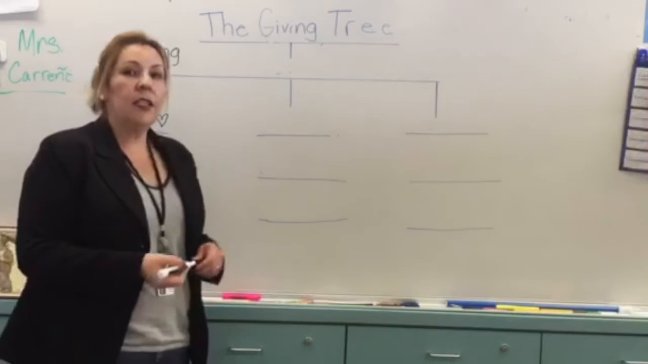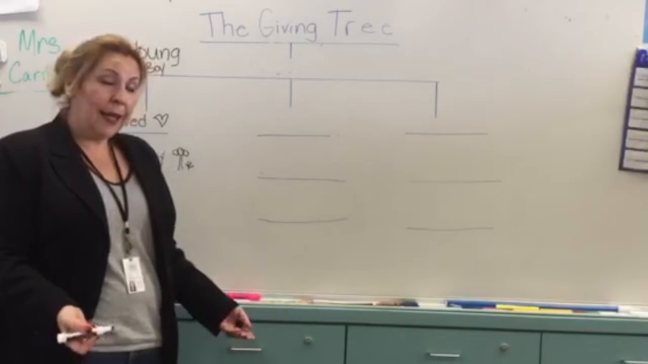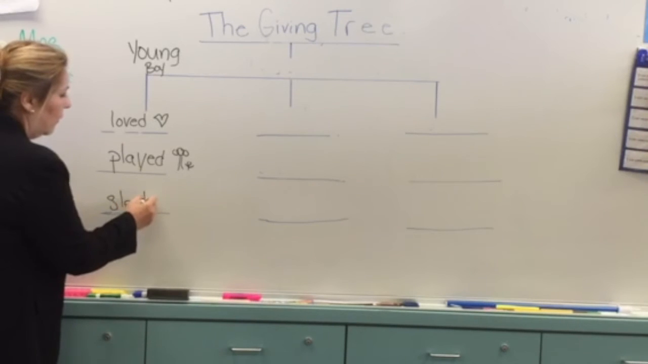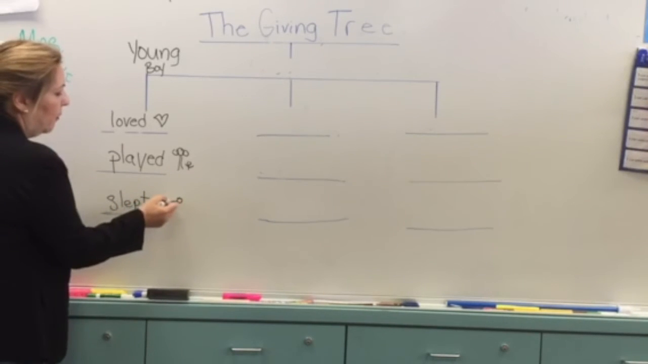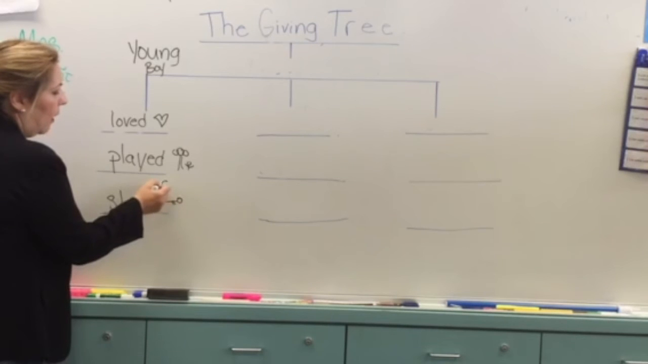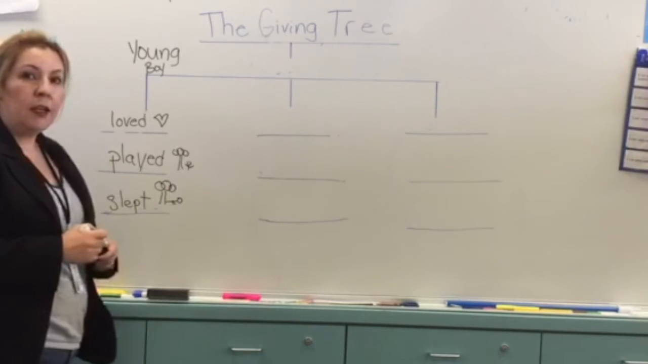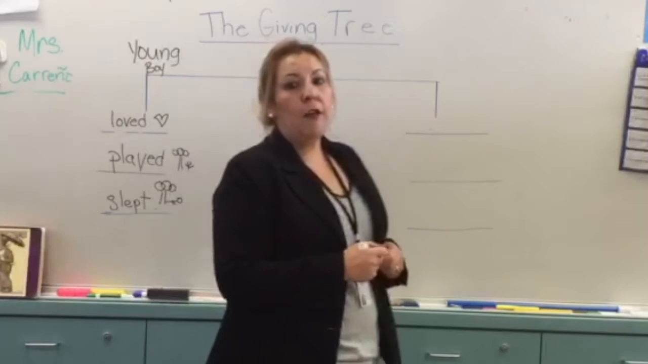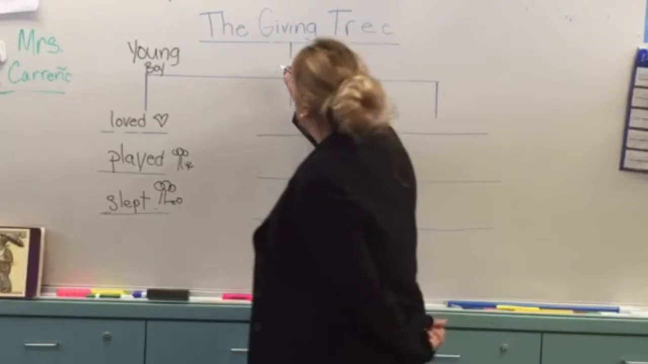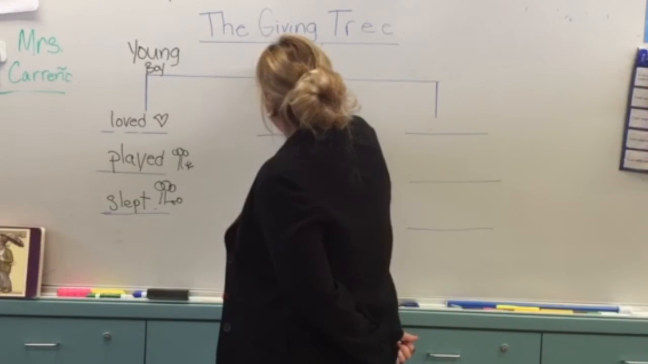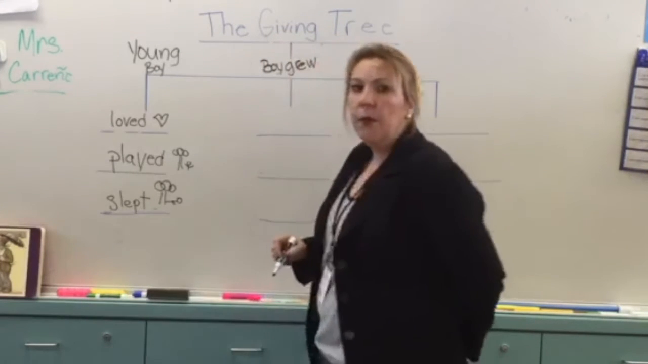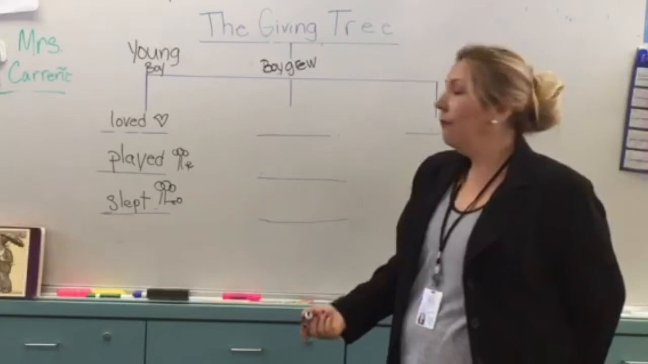And in the book it goes on to say that the boy also slept under the shade of the tree. So again, I may put the boy sleeping and the tree over the boy, giving him shade. And that's something they talk about in the book. Later on, the boy grows. He grows a little bigger, so I'm going to put the boy grew. The boy grew. And he needed money.